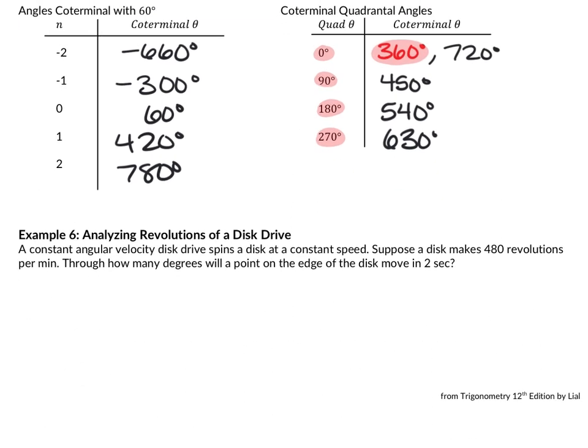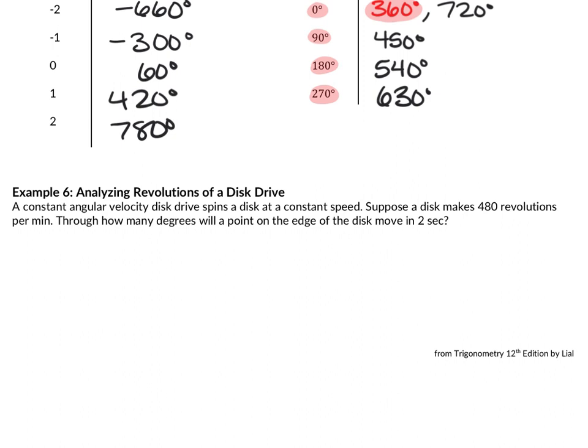Our last bit for this first section is analyzing revolutions of a disk drive. It's really helping you realize what we did with the degrees, minutes, seconds conversion and converting between different units of measurement. It says a constant angular velocity disk drive spins a disk at a constant speed. Suppose a disk makes 480 revolutions per minute. Through how many degrees will a point on the edge of the disk move in 2 seconds?